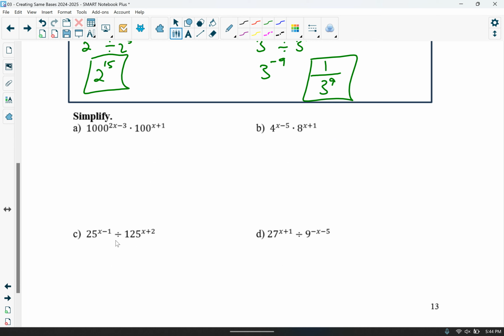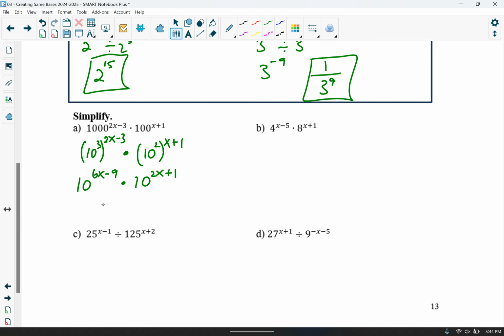So let's look at how this might change a little bit when we have variables in the exponent. We're still going to work to get to our same base, right? So for this case, that would be 10. 1,000 is 10 to the third power to the 2x minus 3. 100 is 10 squared to the x plus 1. Power times power, power to a power, we're going to multiply. So 10 to the 6x minus 9 times 10 to the 2x plus 1.